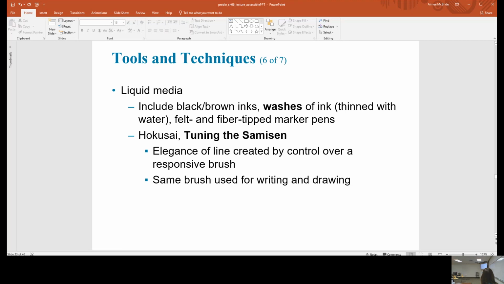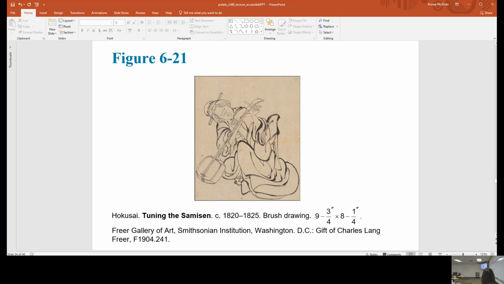Hokusai's Tuning the Samisen is an ink painting. It was done with a brush and washes of ink. So you see the darker areas of solid black, and then some lighter areas where he's most likely lightened the black ink a little bit by adding some water. You can also make it extraordinarily light to get a really, really light gray color. We looked at one of those when we were looking at atmospheric perspective, an ink drawing in which he lightened the black ink quite a bit to get the far mountain.